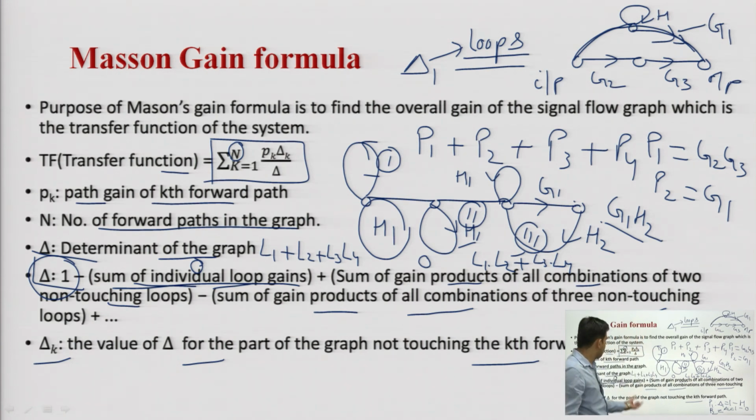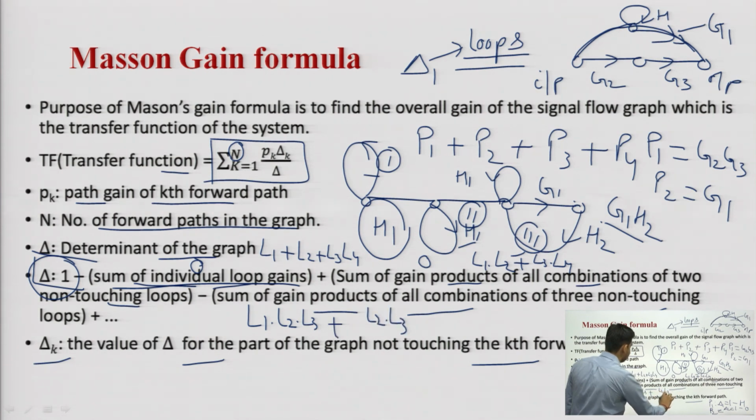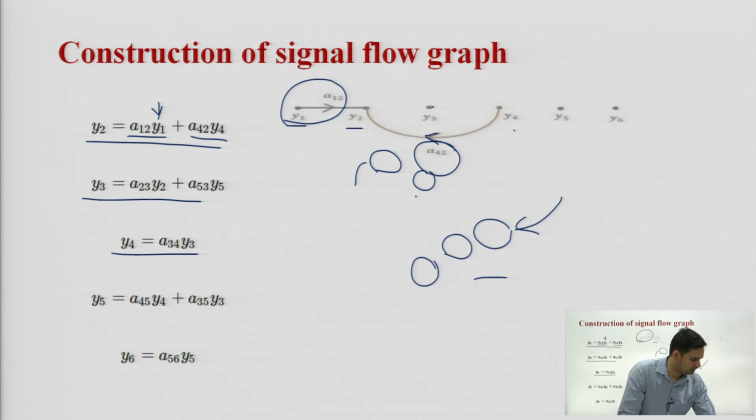In the same way, for the third part, the sum of all combinations of 3 non touching loops, we can say L1 dot L2 dot L3 plus L2 dot L3, and so on. If non touching loops exist in the system, then this may be the value. So I hope this formula is clear to you.